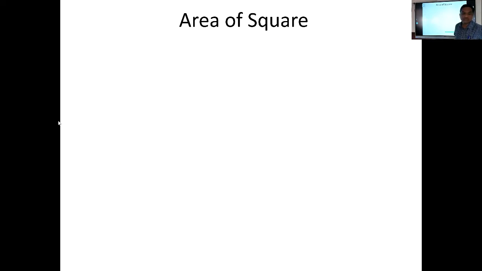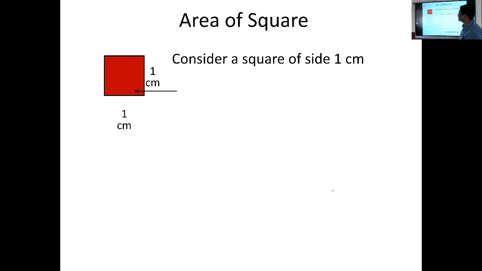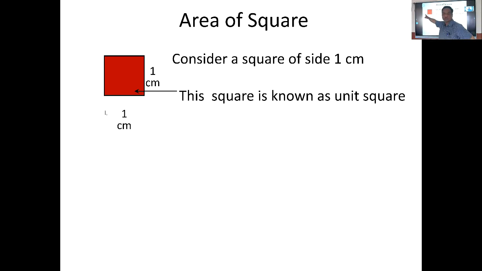So how to measure the area? Let us see the concept of what is meant by a unit square. We'll take a square of 1 centimeter by 1 centimeter. All the sides of the square are 1 centimeter. And this square is known as the unit square. So we are going to take the help of this square to measure the area of a particular figure.